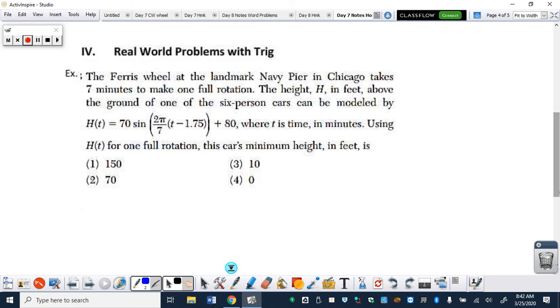Hopefully you went over the Day 6 summary that I gave you last time. I had posted the video, the explanation, on Classroom, so make sure that you're going over that also, because it'll help you out with these word problems.